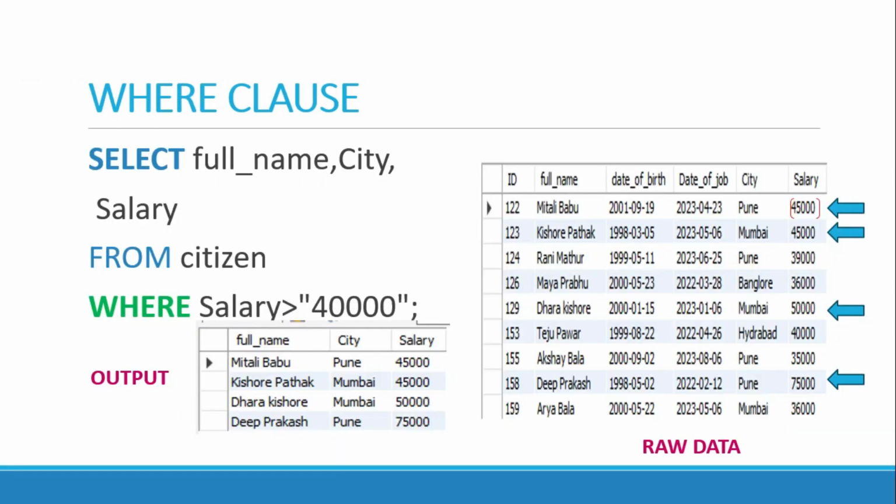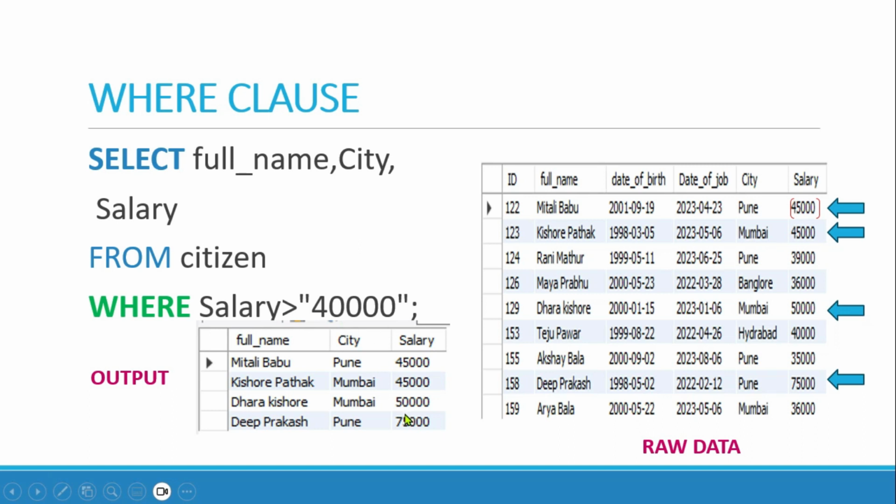Let's look at this query. This query will fetch the name, city and the salary from the citizens table, where the salary of the citizen is more than 40,000. This query will check each row of the table one by one, and the where clause will filter the rows based on the given condition, and here the condition is salary should be greater than 40,000. When we execute this query, we will get this output. So we are getting four results where salary is greater than 40,000.